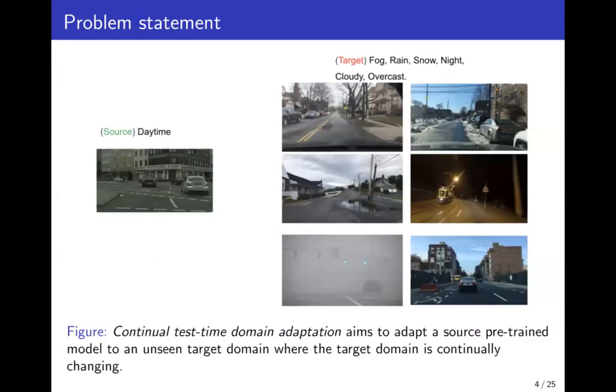The current problem statement fits in the continual test time adaptation setting, where the goal is to adapt a source pre-trained model, which is trained on source data, to an unseen target domain where the target domain is continually changing.